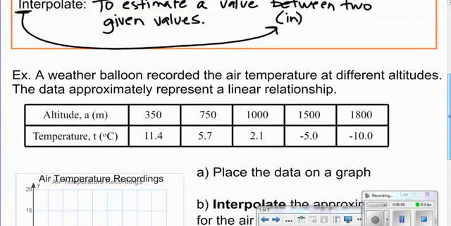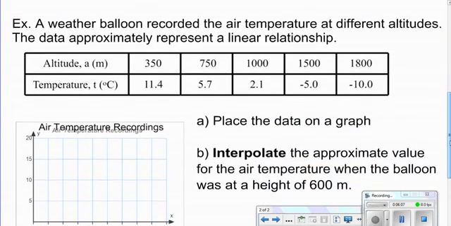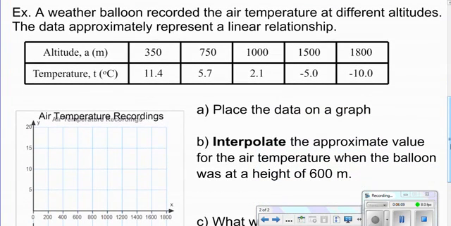So here's another example for you. A weather balloon recorded air temperatures at different altitudes. So altitudes are heights above ground.